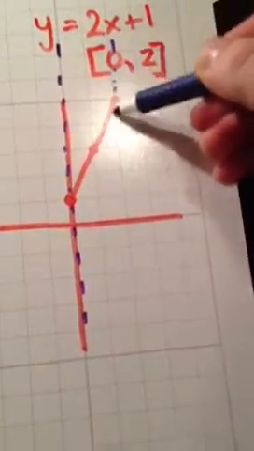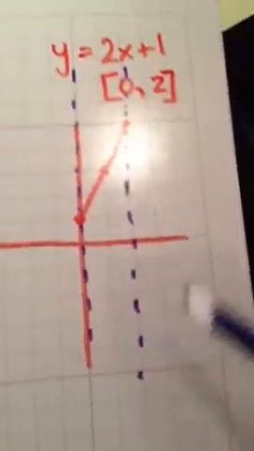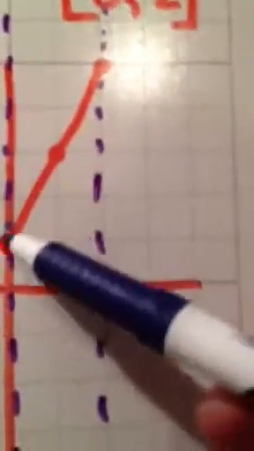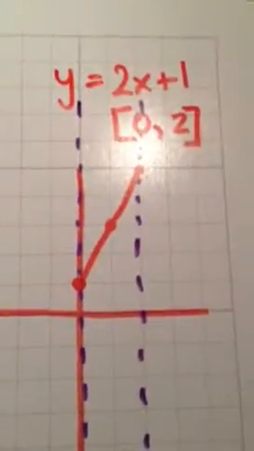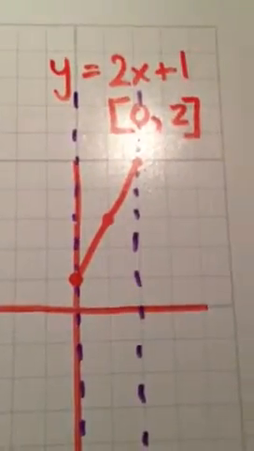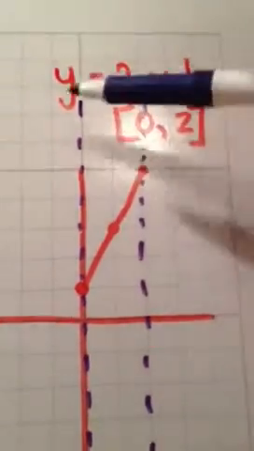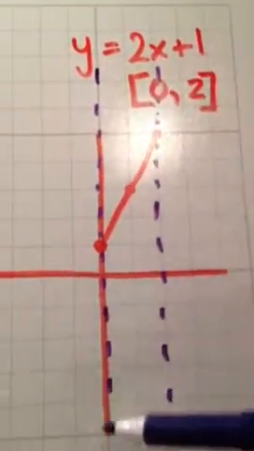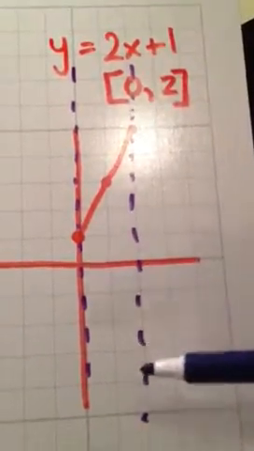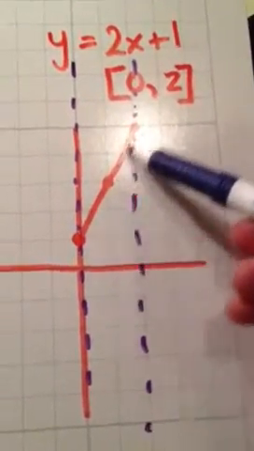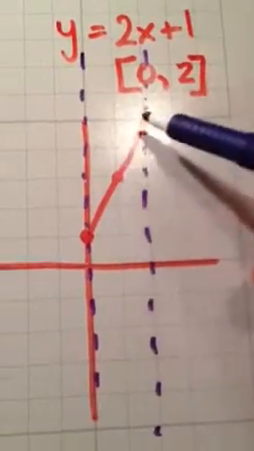some kind of dotted lines here, is basically saying I only want to see the line between here and here. All the rest of the line, I don't care about. So I'm just going to totally erase it. So that's really what they're asking for, is the domain. You can almost draw these dotted vertical lines, and all you need is that little section of the line.